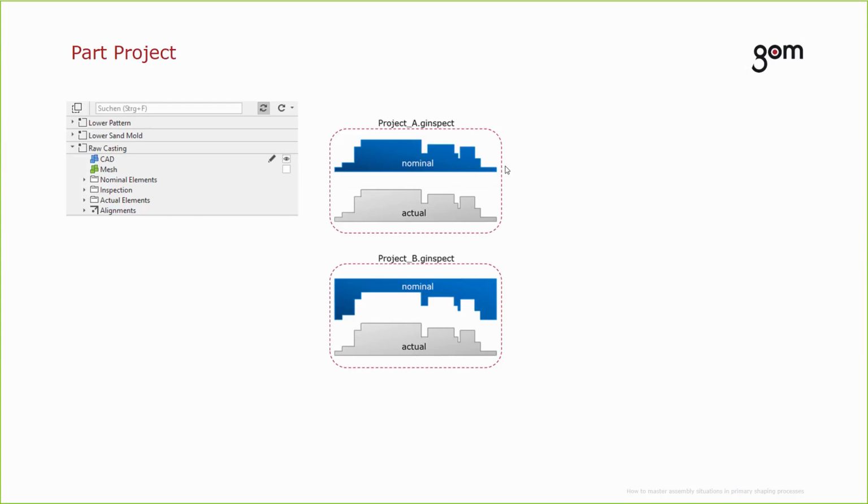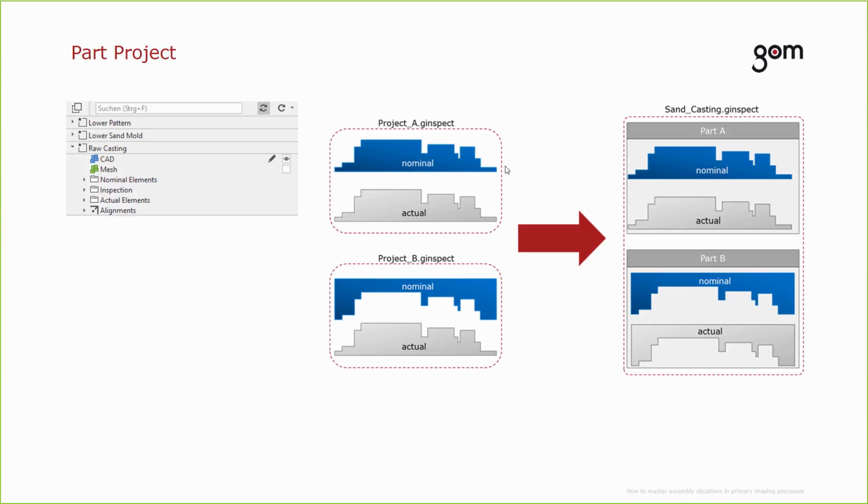Now we want to have a closer look at what a part project is and what kind of benefits come with it. In a part project, it is possible, of course, as the name suggests, to create parts, like here the lower pattern, the lower sand mold, and the raw casting. Each of these parts can hold a nominal and an actual data set, as well as typical constructions, inspections, and alignments. One typical scenario to use such a project is, for example, to merge projects with inspections of individual parts into one common project file.